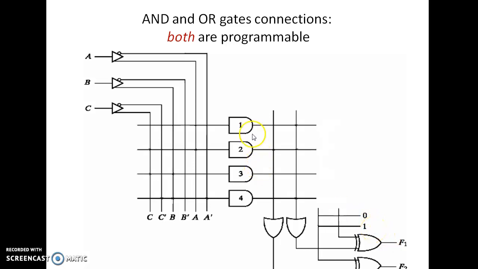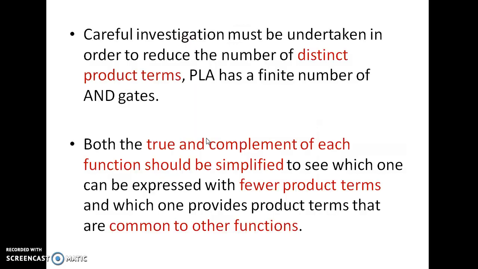So both AND gate and OR gate are programmable. We'll be drawing a single line and connecting that line according to the requirement using a cross mark, which is nothing but programmable. Careful investigation must be done to reduce the number of different product terms, because that reduces the number of AND gates. So how will we be doing that? We'll be discussing through an example.